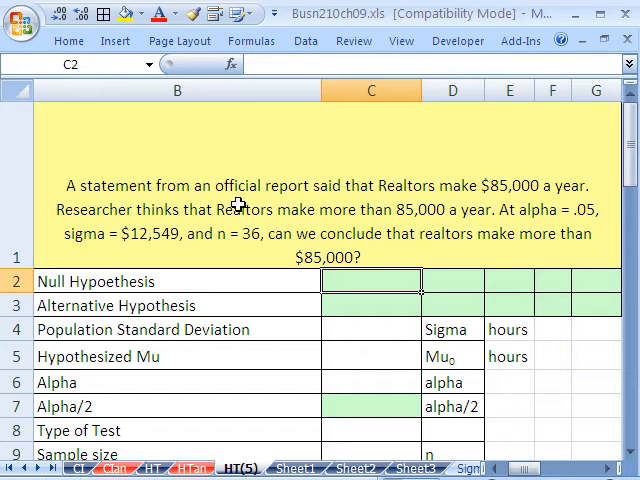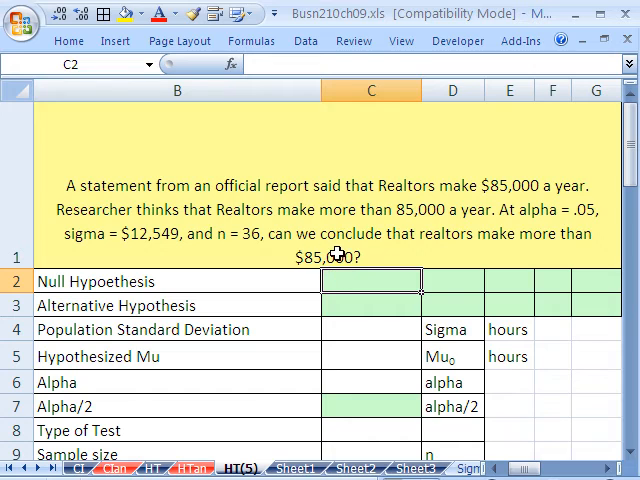Here it is. A statement from an official report said the realtor makes $85,000 a year. Researcher thinks that the realtor will make more than $85,000. Alpha equals 0.05, sigma, and n. Can we conclude that the realtors make more than $85,000?